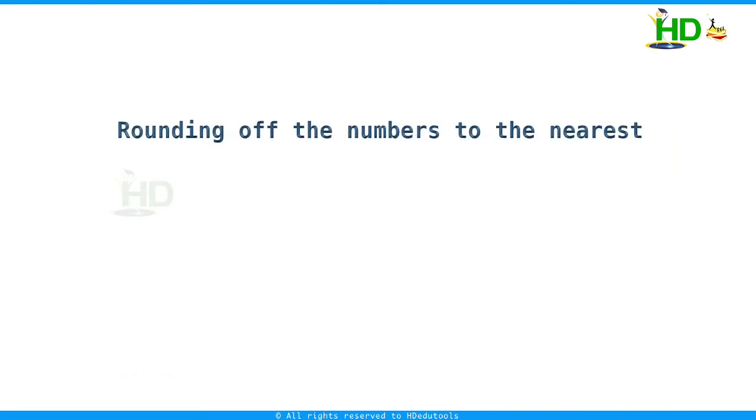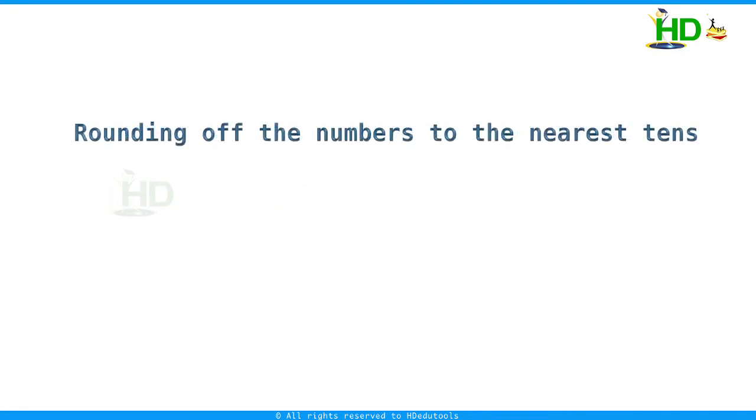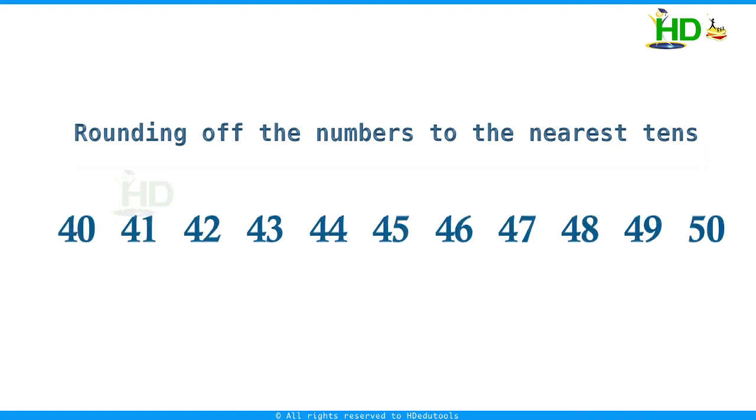We usually round off the numbers to the nearest tens, hundreds, thousands, etc. Rounding of the numbers to the nearest tens. Now consider these numbers. Suppose we want to round off 41 to its nearest tens, then what will we do? Here 41 is nearer to 40 than 50. So 41 will be rounded off to 40. And if we want to round up the number 48 to its nearest 10, here 48 is nearer to 50 than 40. So 48 will be rounded up to 50.